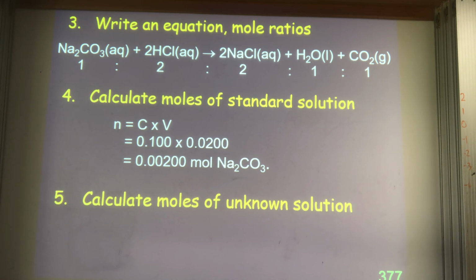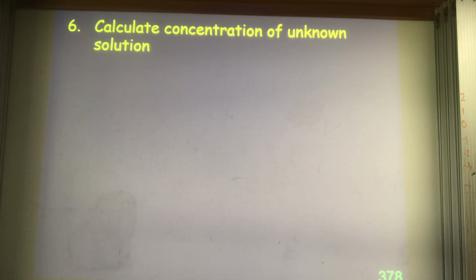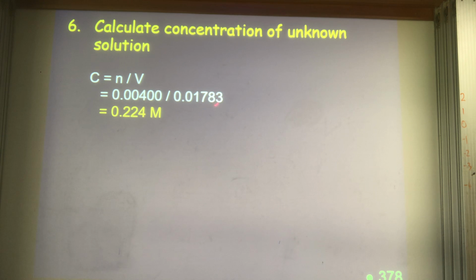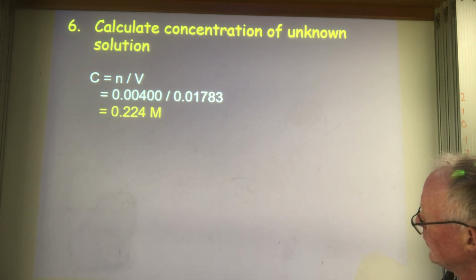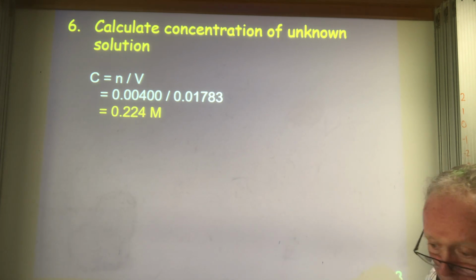Second step, want over got. In this case, we're after the HCl, so want over got, 2 over 1, to give us the moles of the HCl. Once we've got that, we work out the concentration of the HCl. So the volume of HCl, the value of a diagram means you can go straight to that diagram. How much HCl did we need? What volume did we have? Well, it's on that diagram. 17.83 mils turned into litres. And that gives us our concentration.